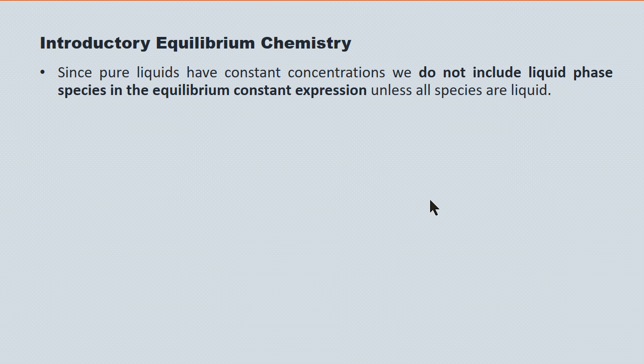A couple of general rules surrounding the Kc. Pure liquids have constant concentrations. So we do not include the concentration of liquid phase species in the equilibrium constant expression unless all species are liquid and miscible. And when I say miscible, I mean that they're mutually soluble and highly soluble in one another. It's only then we can talk about variable concentrations. So it's only then that we include liquid phase substances in the Kc expression.